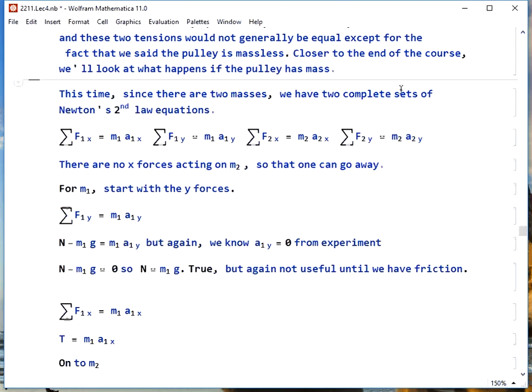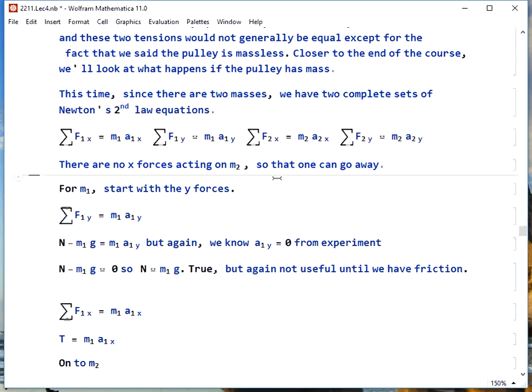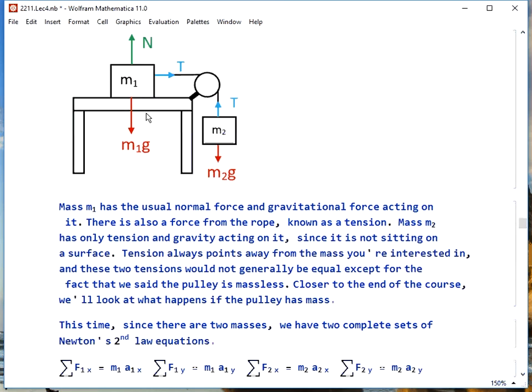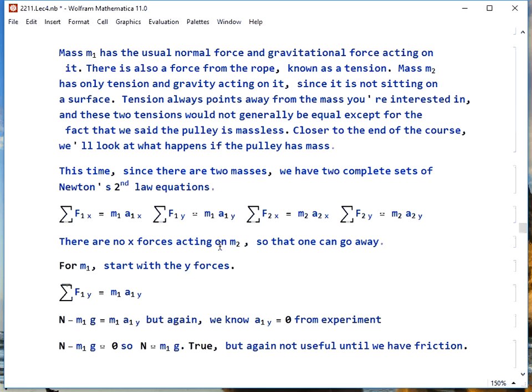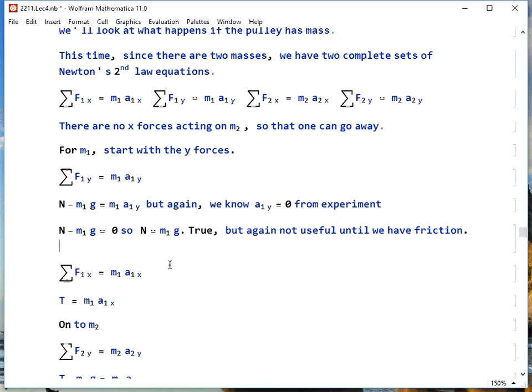Since we have two masses, we have two sets of Newton's second law equations. So we've got mass 1 in the x direction, mass 1 in the y direction, mass 2 in the x, and mass 2 in the y. Now there are no x forces acting on m2, so we can get rid of that one. For m1, we can start with the y forces. We have N minus m1g equals m1a1y. But again, we know there will be no acceleration in the y direction because the block m1 is sitting on a table. It won't jump up and it won't dig down, so it has to be 0. So we get N equals m1g.